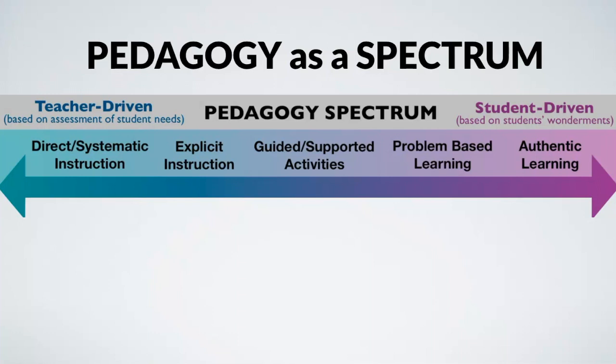On the right-hand side of the spectrum are our more student-driven approaches, where students ask the questions and they develop their own methods for answering them. In an ideal world, all lessons would fall on the right side of the spectrum, authentic learning, where our learners wonder about things and craft their own problems, experiments, or tasks, and then work collaboratively to research and solve them. That's not a reality, though.